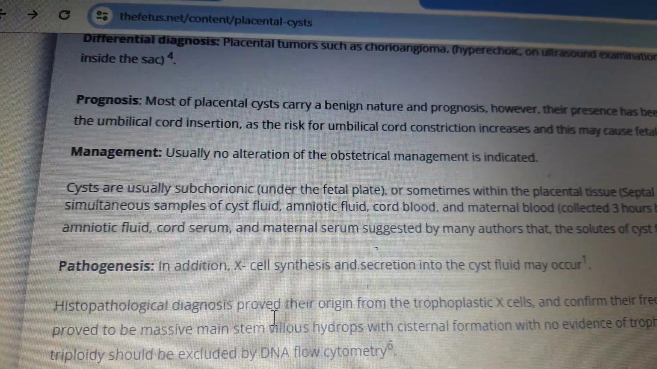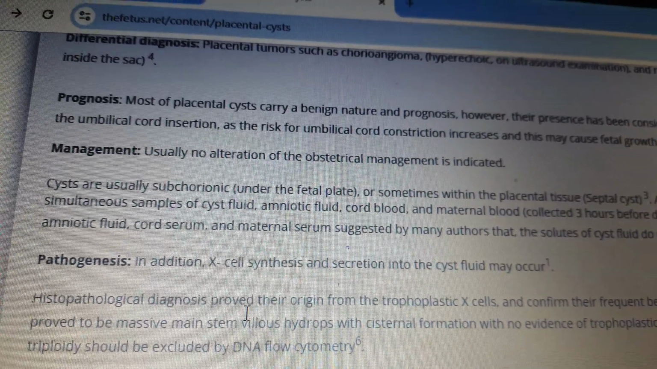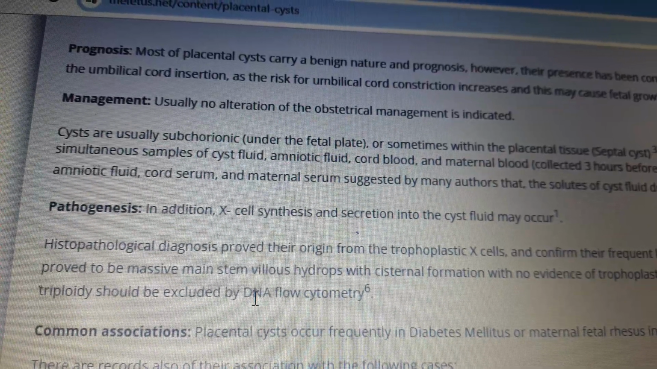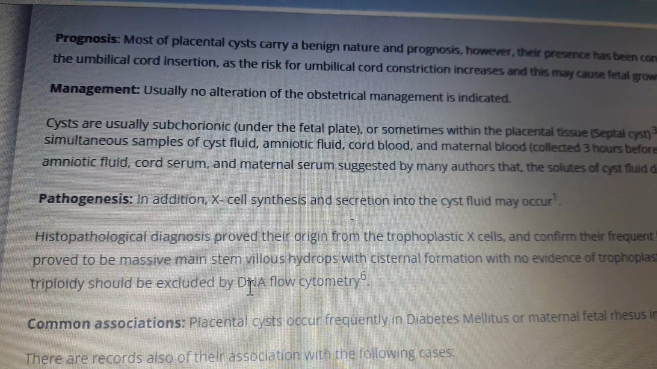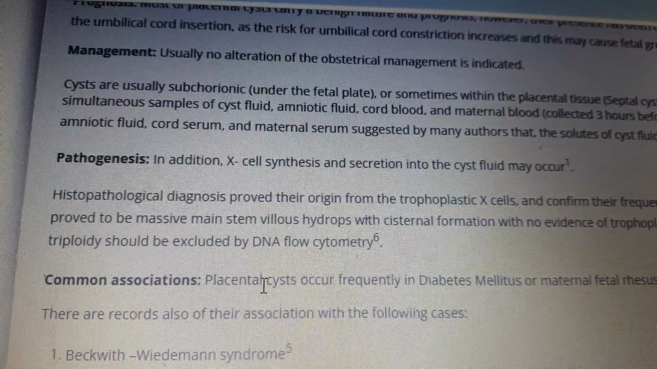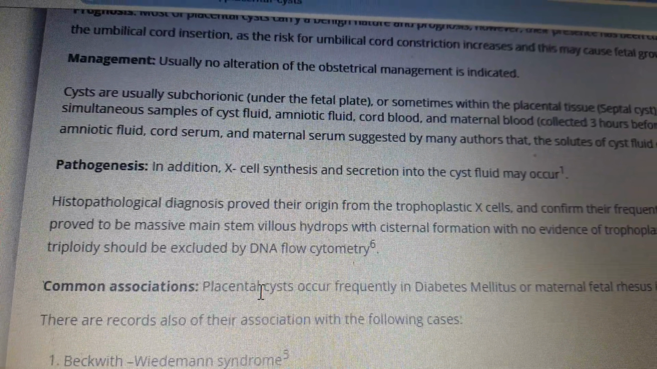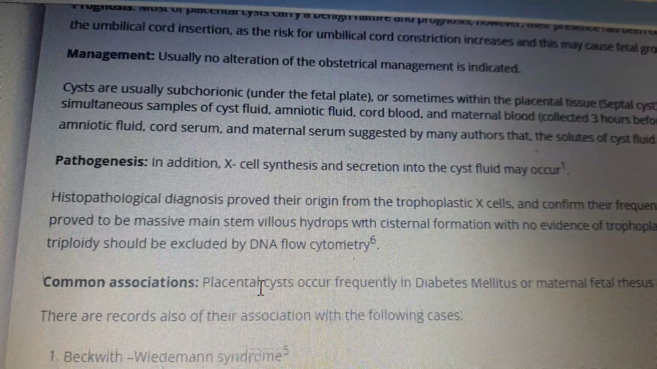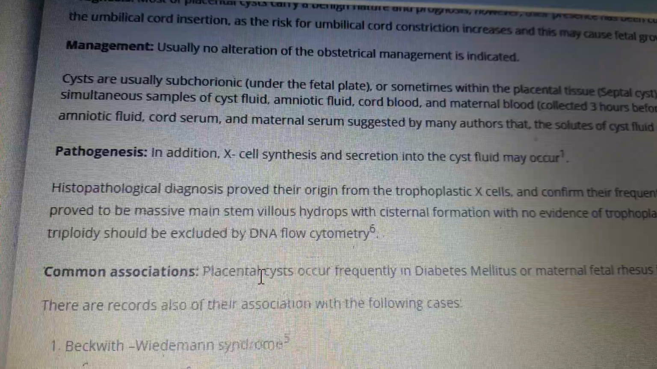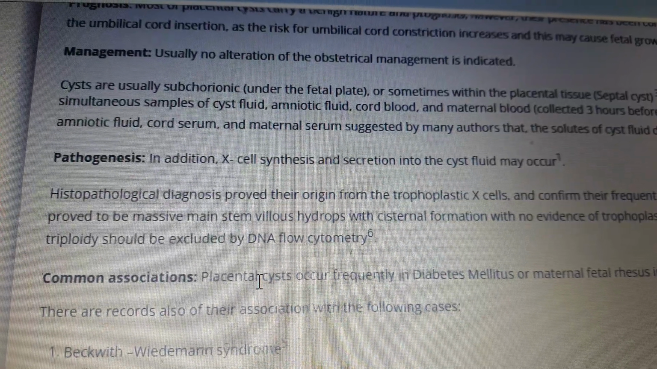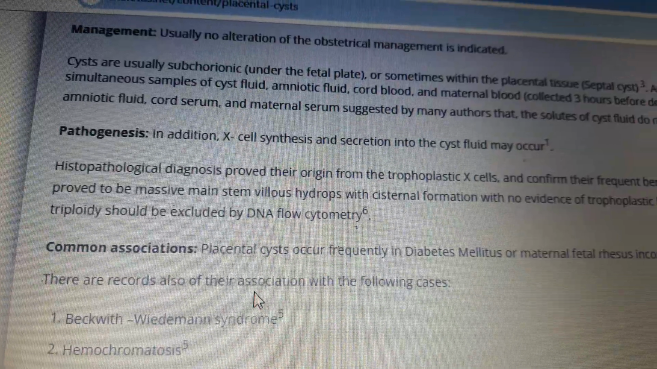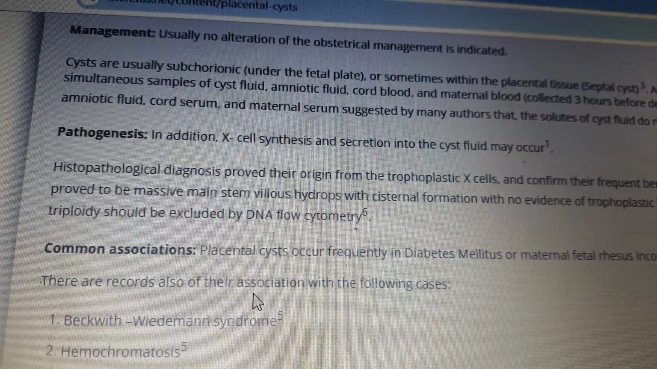About the prognosis, most placental cysts carry a benign nature and prognosis. However, their presence has been considered by some as an ominous sign when attached near the umbilical cord insertion, as the risk of umbilical cord constriction increases, and this may cause fetal growth retardation or restriction and intrauterine fetal asphyxia. About the management, usually no alteration of the obstetrical management is indicated, just follow-up of the cyst, and the cysts are usually subchorionic under the fetal plate or sometimes within the placental tissue, septal cyst.